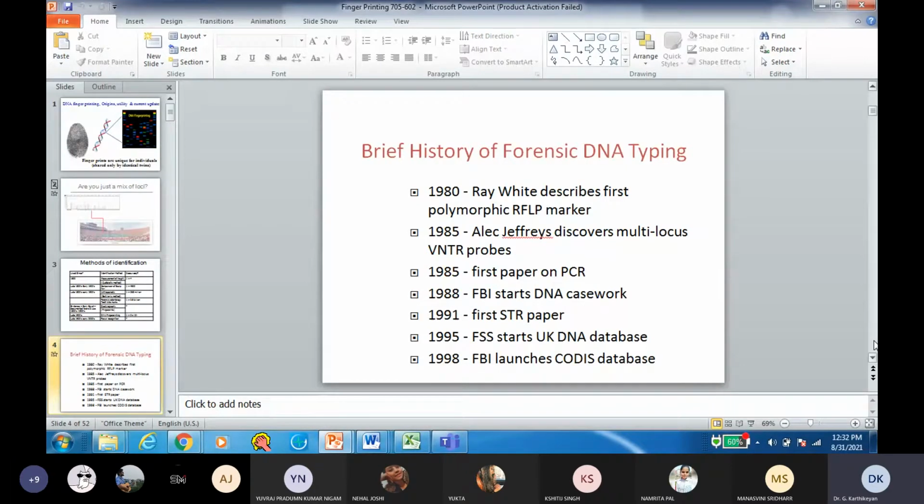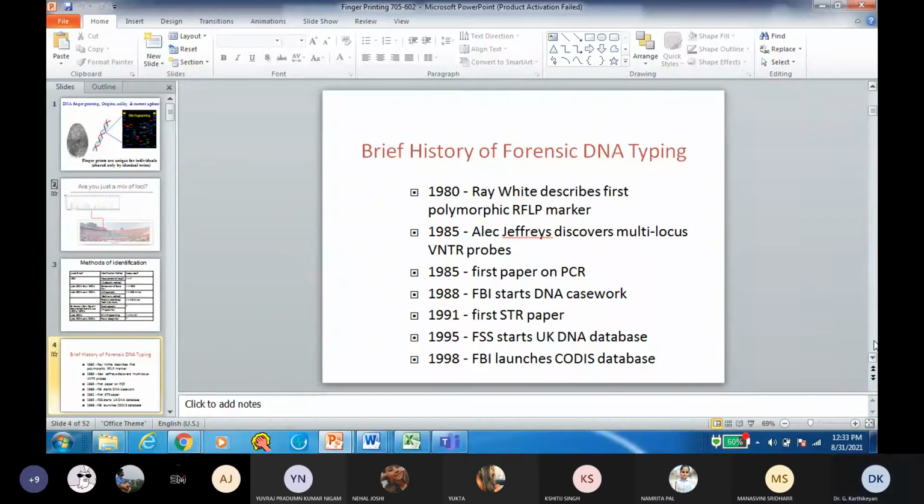In 1991, the first scientific publication on what are called short tandem repeats appeared. In 1995, the FSS started a UK DNA database in the United Kingdom. And in 1998, the FBI launched what is called the CODIS database, which we will discuss in today's class.